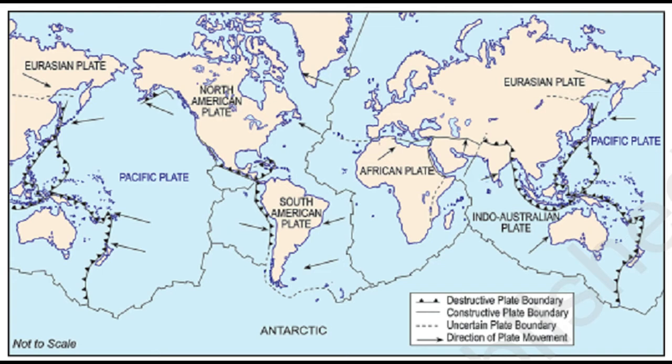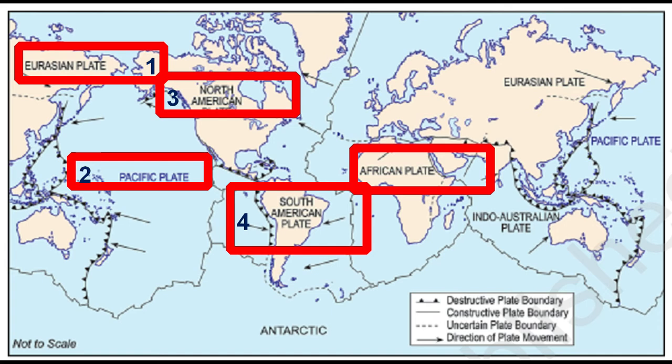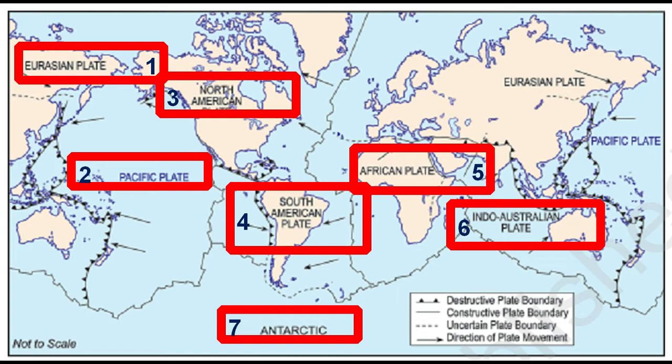Let's see what those 7 plates are. Number 1 is the Eurasian plate, number 2 is the Pacific plate, number 3 is the North American plate, number 4 is the South American plate, number 5 is the African plate, number 6 is the Indo-Australian plate, and number 7 is the Antarctic plate. Right, so these are the 7 major plates.